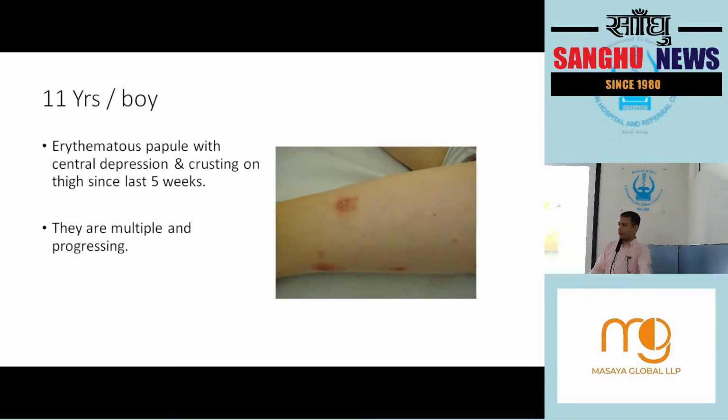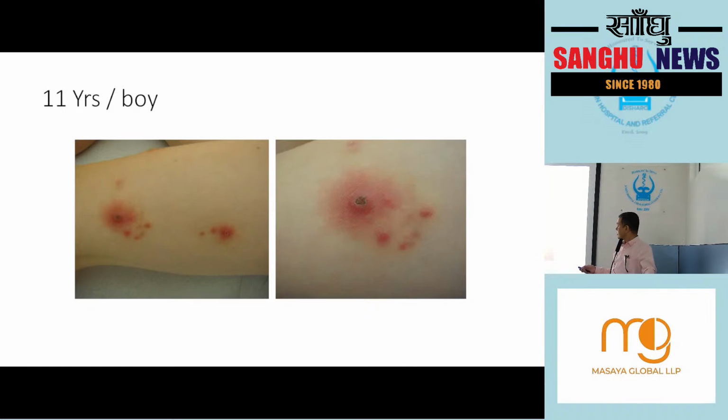This is an 11-year-old boy. The boy had some lesion, described as a papule by the dermatologist. Papule, they say. And there is some necrotic papule. In the center, there is some necrosis as per the dermatologist. Okay? And for the last 5 weeks, they are multiple and progressing. Initially started from this one. You can see some necrosis in the center here in this picture.